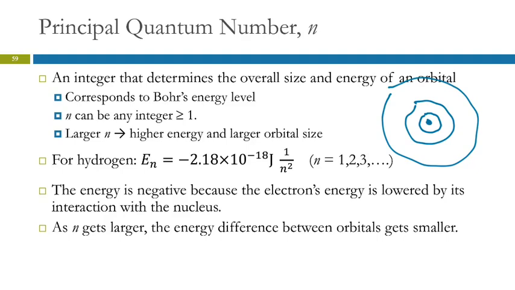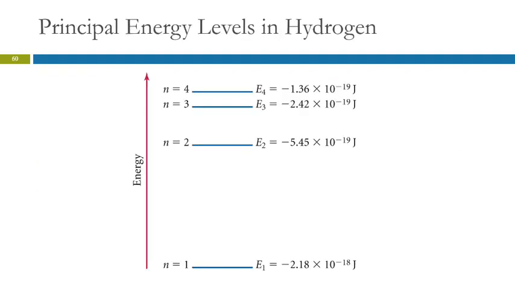As n gets larger, we also see that the difference in energy between levels is smaller. So this difference here is smaller than this distance. So here's a diagram. If we're showing energy going up, here's the first level. This is for hydrogen. That is the energy of this. And n equals 2, we have a less negative energy. And n equals 3.